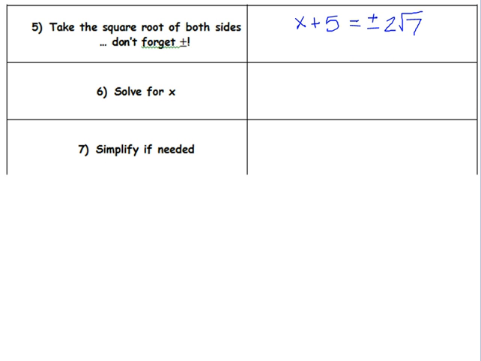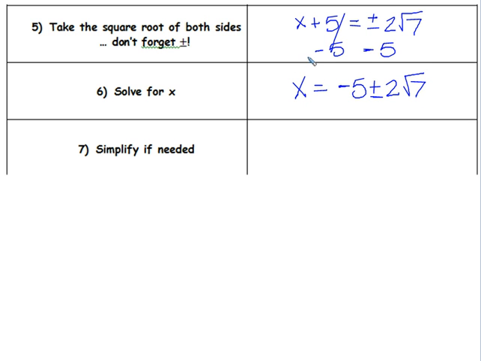All right, so if we continue on with the next few steps, this is the last thing that we just finished on the last slide. If we continue through the last 2 steps, remember our goal is to solve for x. We want to get x all by itself. So the very last thing we got to do is subtract 5 from both sides. So we would get x equals negative 5 plus or minus 2 square root of 7.